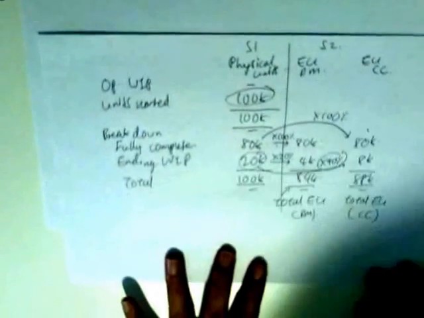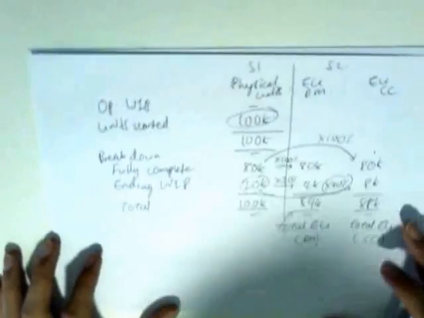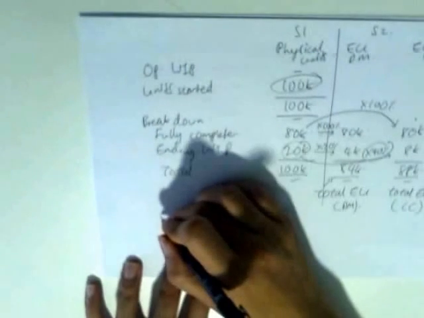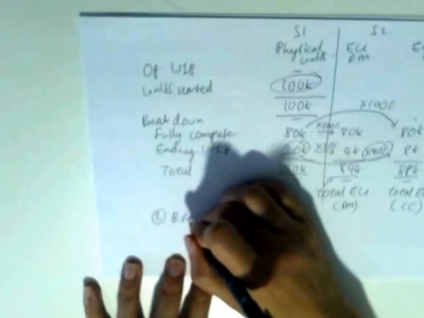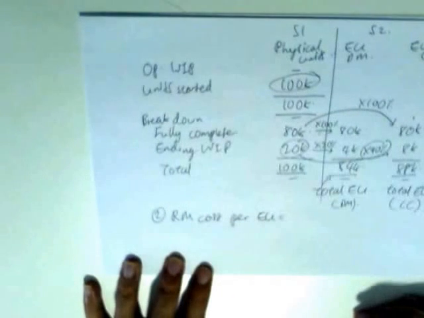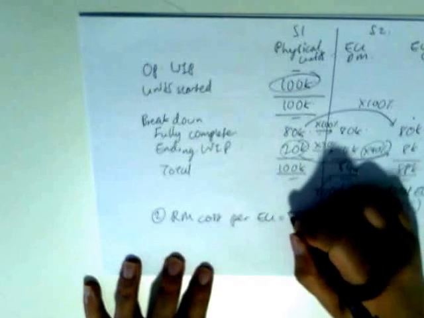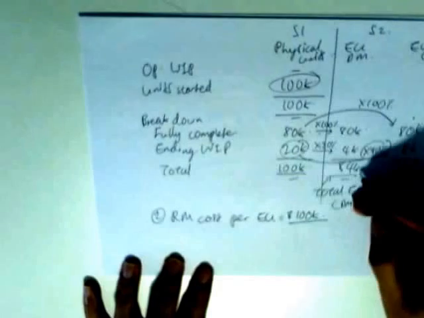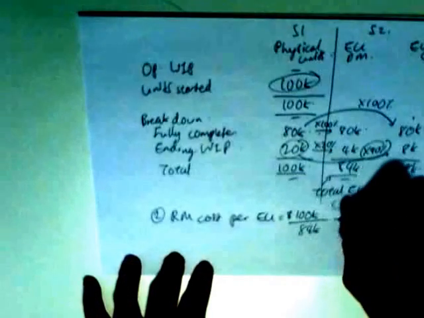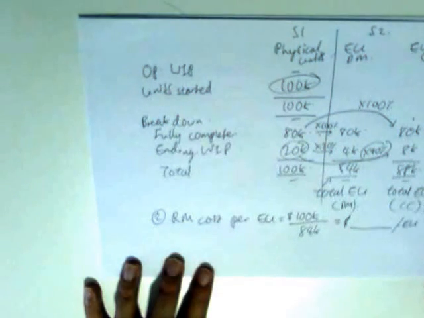Okay. So my next question is, okay, that's not the end. Now we are going to find out the raw material cost per equivalent unit. So this is what we're going to find out next. Now what is the total material cost? 100,000. What is the equivalent unit that you have for material? 84,000. 100,000 divided by 84,000, that gets you the material cost per equivalent unit.